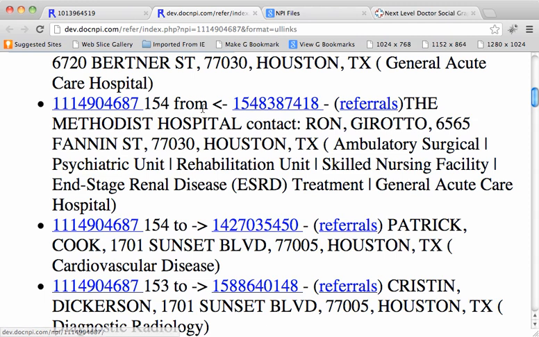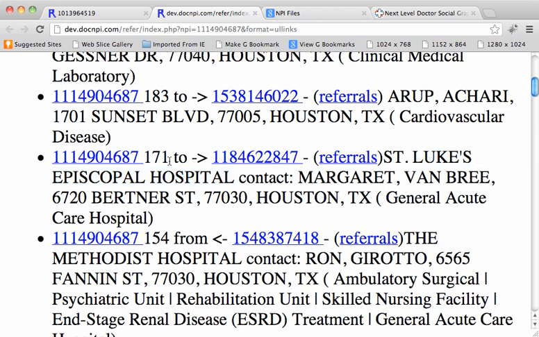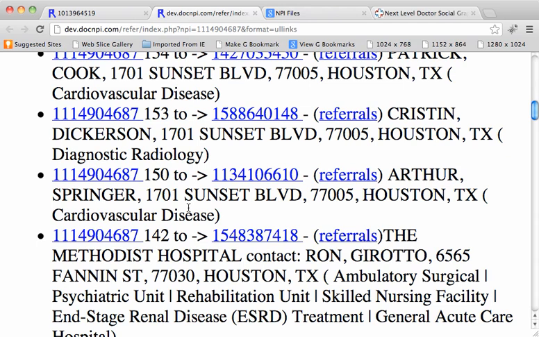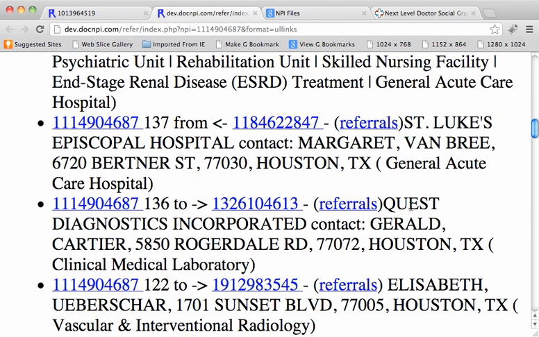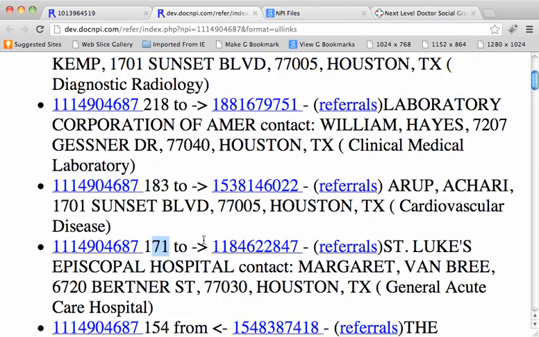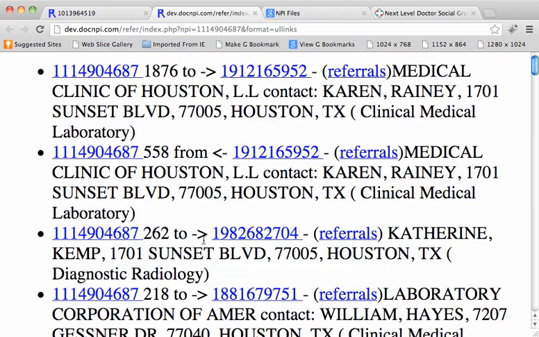This physician has taken referrals from Methodist Hospital, which means he saw the patient second, and then here's the same doctor going to Methodist Hospital. And then you see the same thing about Episcopal Hospital, Quest Diagnostics, all this kind of information. This is what it ends up looking like in terms of a single provider.